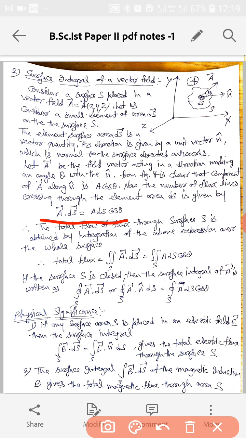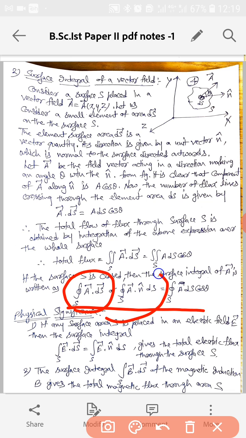If we want to calculate the total flux through the complete surface S, what will that be? That will be the surface integral of A dot ds over the complete surface S. As we already discussed, this element A dot ds we also wrote as A dot n cap ds. Here we remove the vector over ds and retain n cap, which is the direction normal to the surface.